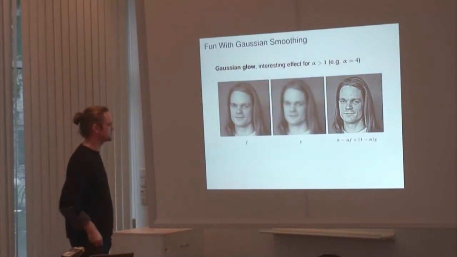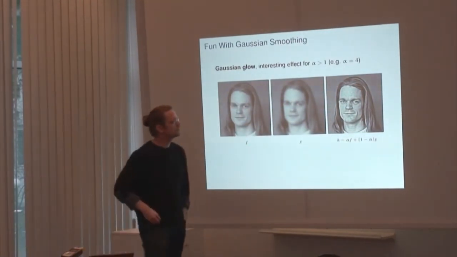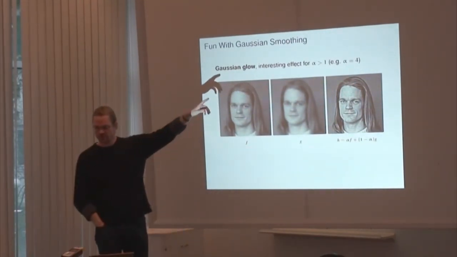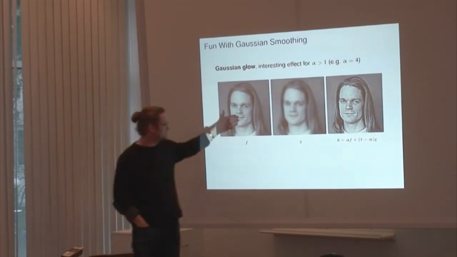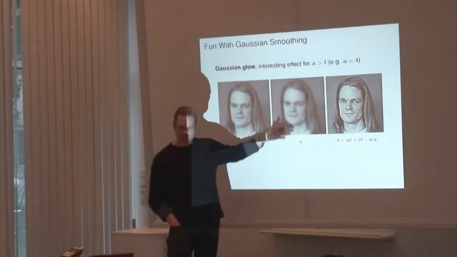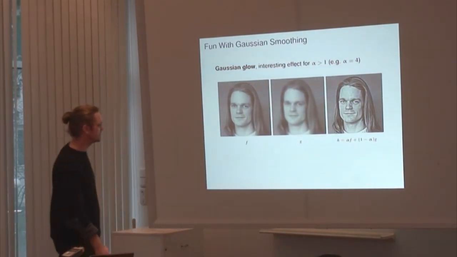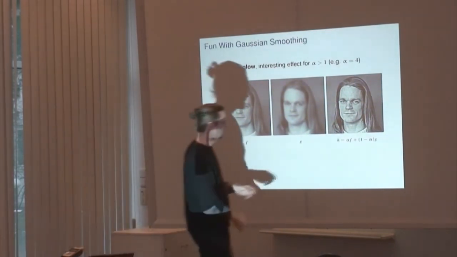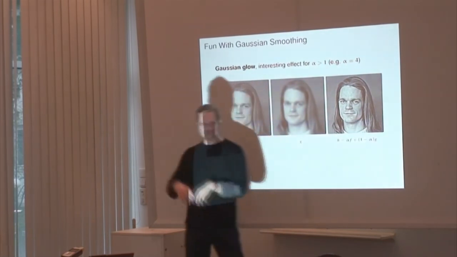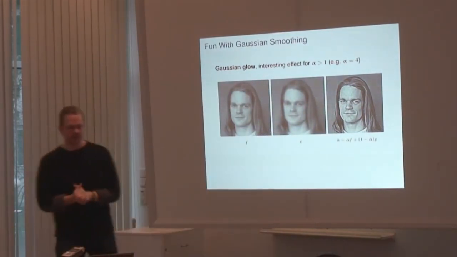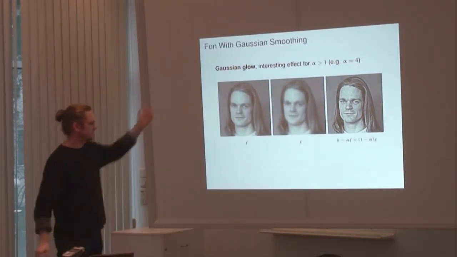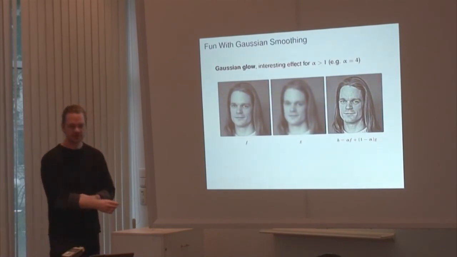And this is what happens. Here I have set it to 4. This is the input image. This is the smooth version. This is the linear combination where I have chosen alpha to be 4 now. It's not a convex combination anymore, because if you add 4 and 1 minus 4, that does not add to 1. And look at this, it gives you a totally different effect.